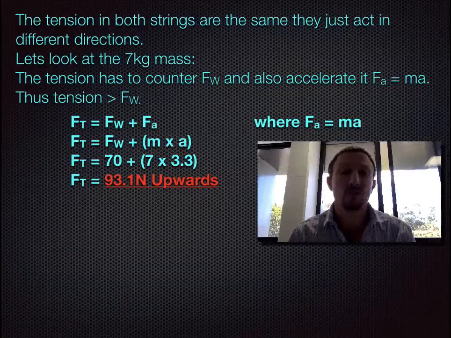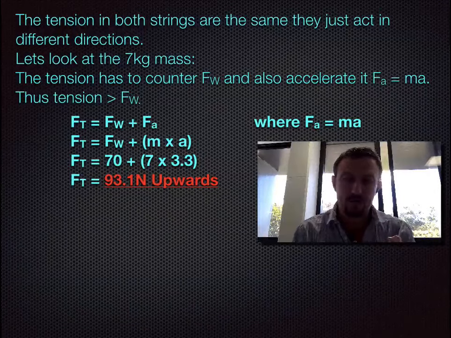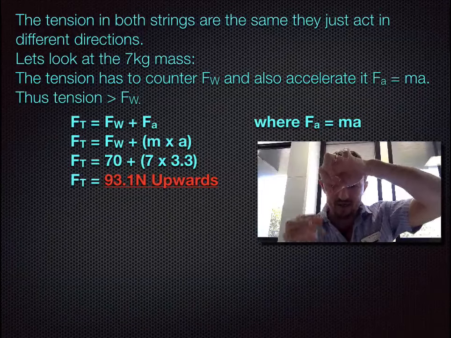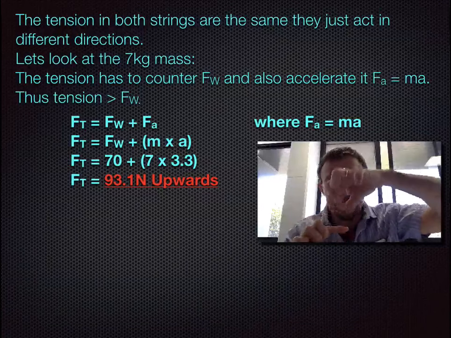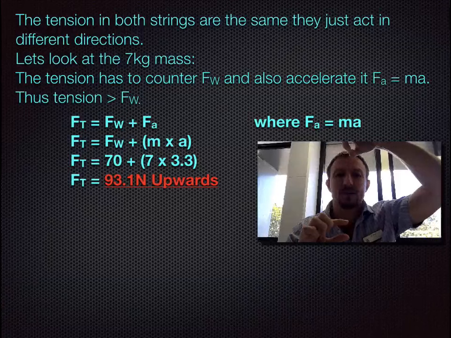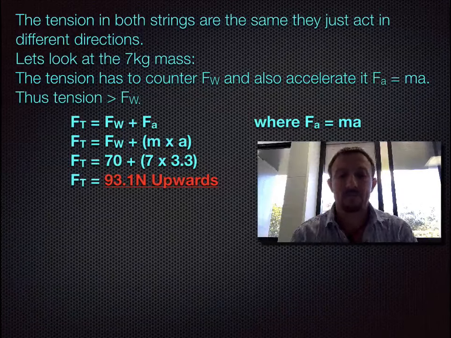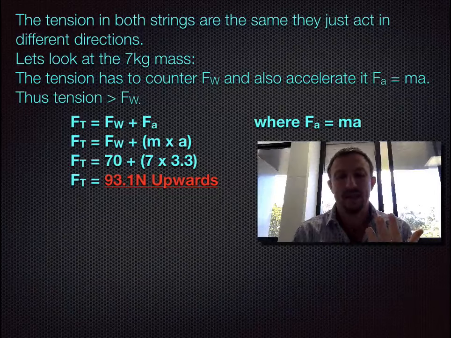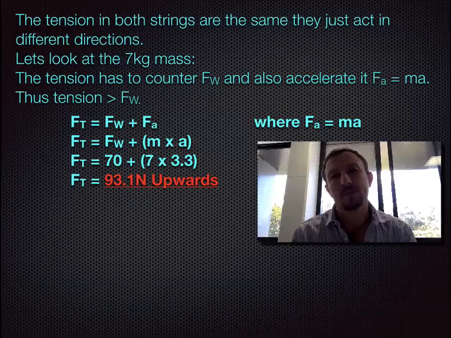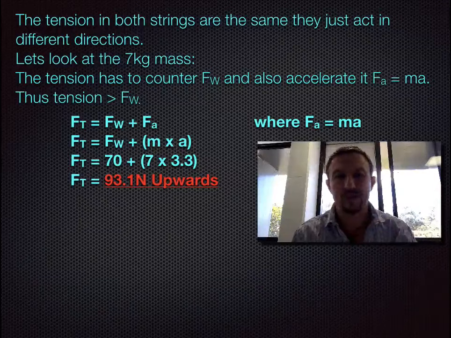So I use this formula here where the tensional force will be made up of the weight force, that's the tension in the string keeping it stationary, plus the added force which causes it to accelerate upwards. So I get tension equals weight force plus m times a. I know the acceleration on that mass. That mass is 7 kilograms, so it's 3.3 times 7. So the tensional force will be 91 newtons in an upwards direction.